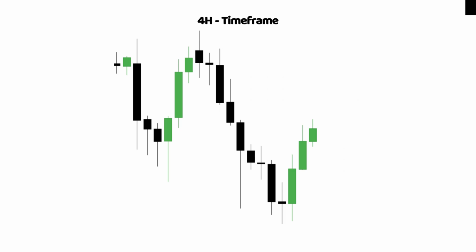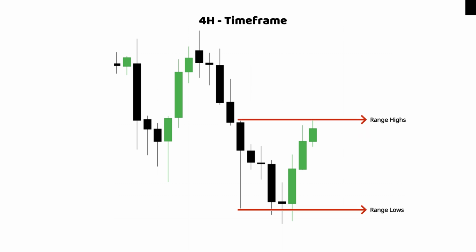Now, moving on to the 4-hour time frame. We can clearly see that the market is forming a range here. And here's something important. When a market takes out one side of a range, there's a high probability it'll come for the other side too. But that only happens if we have the right context behind the move.